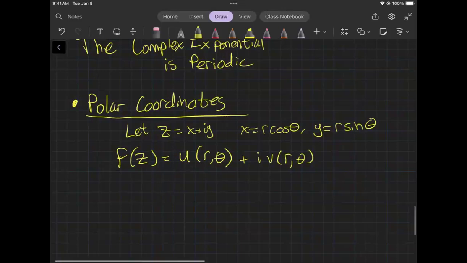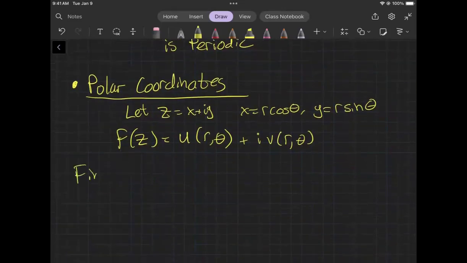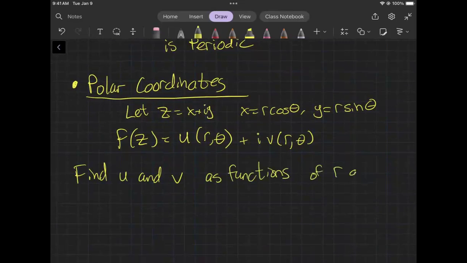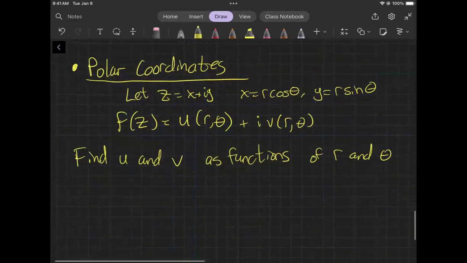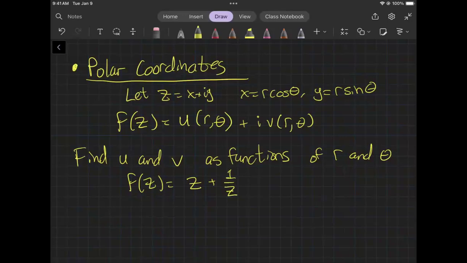So let's see, one last example. So we want to find u and v as functions of r and theta, okay? And the function I want you to look at is this one: z plus 1 over z. So I want you to work on that for a few minutes and try and see what you come up with.